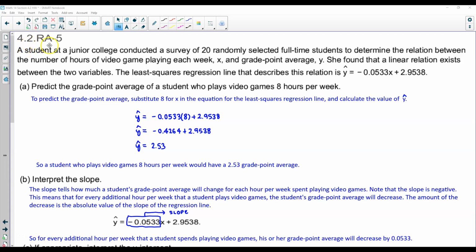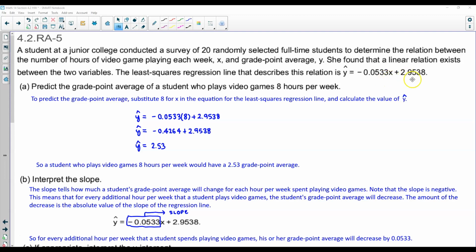Section 4.2.RA-5. A student at a junior college conducted a survey of 20 randomly selected full-time students to determine the relation between the number of hours of video games playing each week, X, and grade point average, Y. She found that a linear relation exists between two variables.